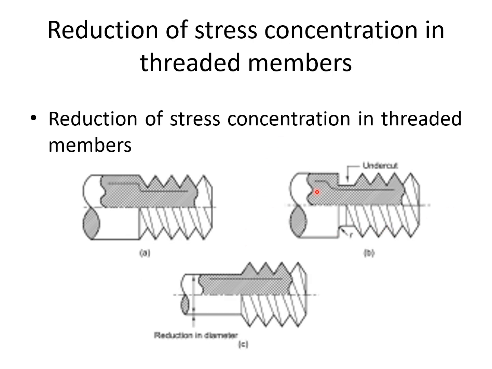In case of threaded fasteners, you can provide some undercut or you can make the shank diameter equal to the minor diameter. By doing so, you can reduce the stress concentration.